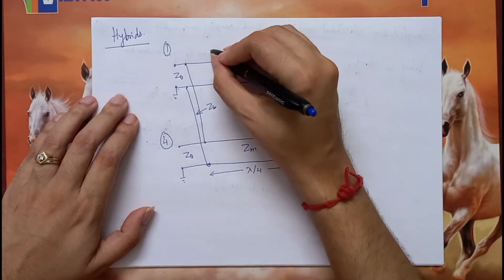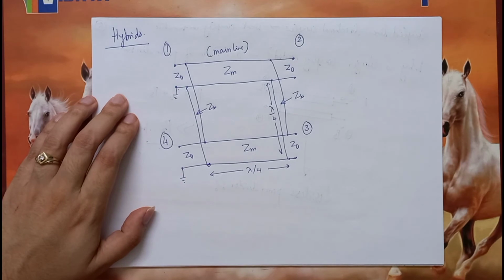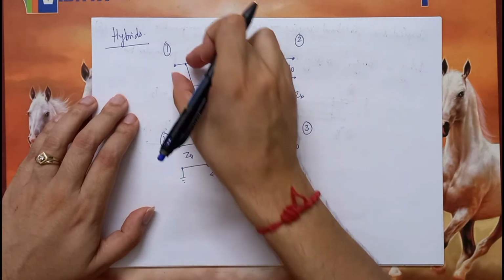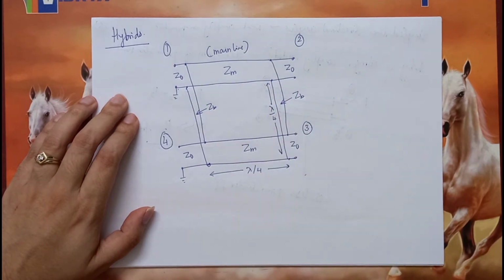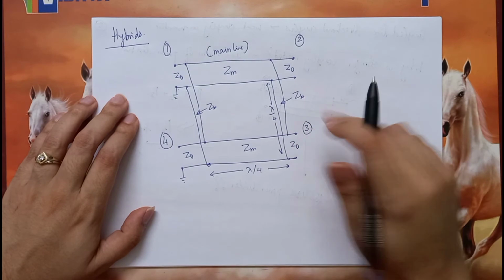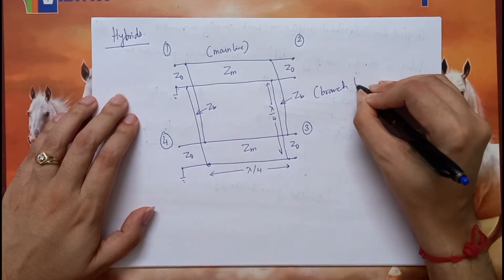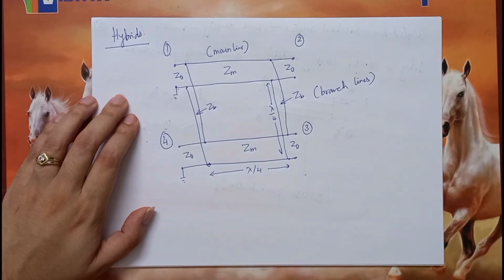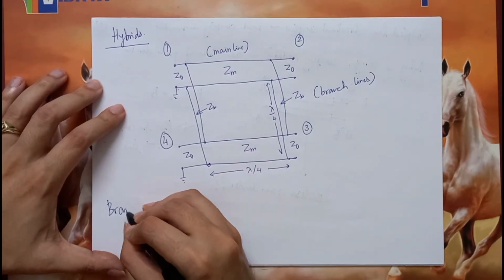Zm, why is it called that? Because this is the main line. And the fact that there exists another path between these two main conductors in the form of another transmission line, these are called branch lines. So this kind of hybrid is called a branch line hybrid.